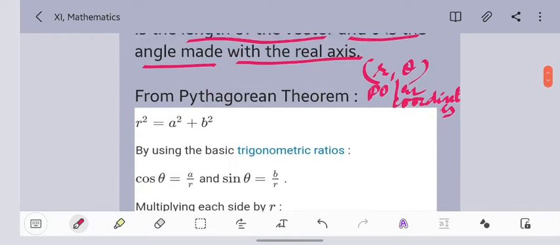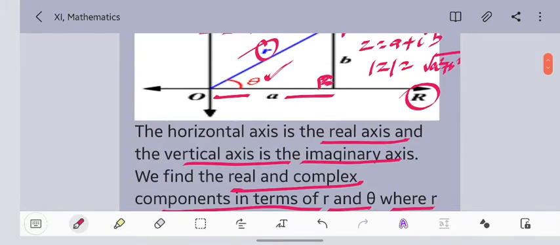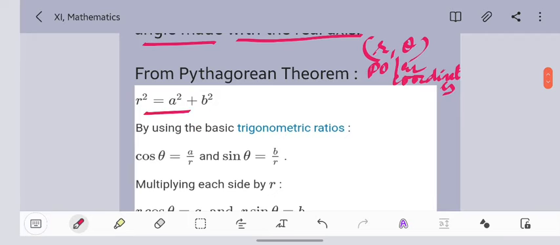So from the Pythagoras theorem, this is the hypotenuse OP, and this is a right angle triangle. If you apply the Pythagoras theorem here, r square equals a square plus b square. So what is r equal to? The square root of a square plus b square, which is nothing but the modulus of the complex number z.